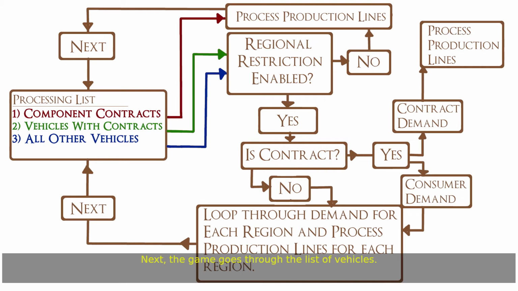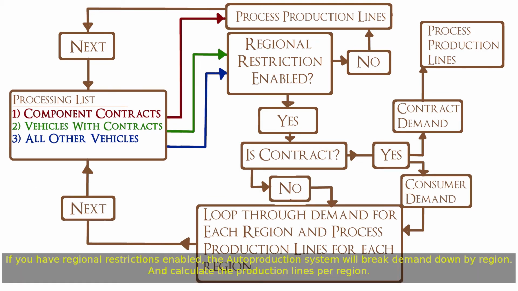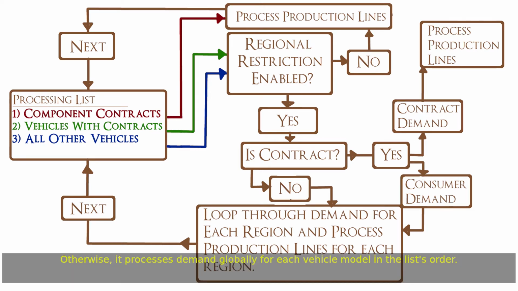Next, the game goes through the list of vehicles. If you have regional restrictions enabled, the auto-production system will break demand down by region and calculate the production lines per region. Otherwise, it processes demand globally for each vehicle model in the list's order.